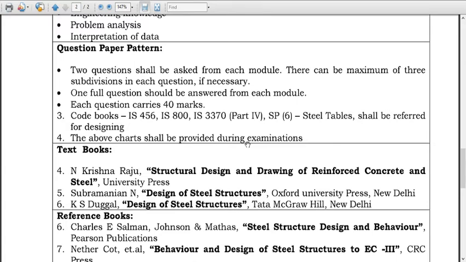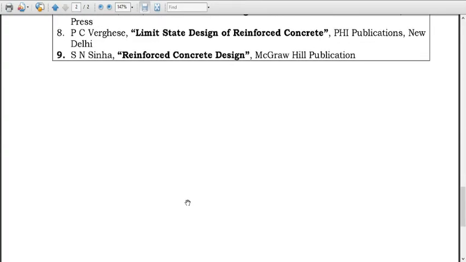I request you to go through the textbooks: N. Krishnaraju, Structural Design and Drawing of RC Structure and Steel Structure; Subramanian, Design of Steel Structures, Oxford University Press, New Delhi; and K.S. Duggal, Design of Steel Structures, Tata McGraw Hill. Also, check what we have designed.